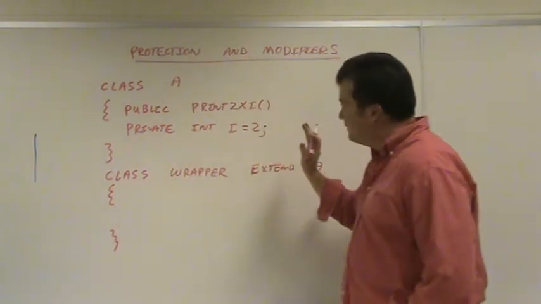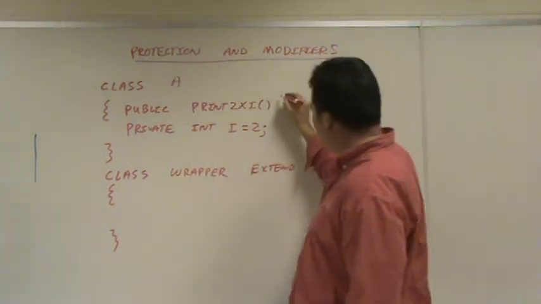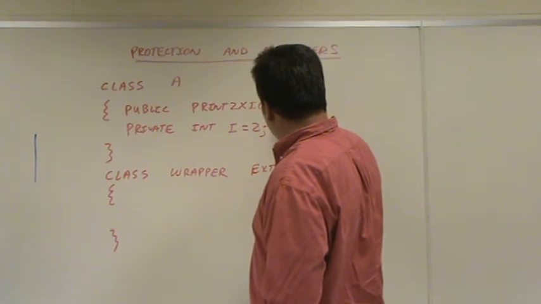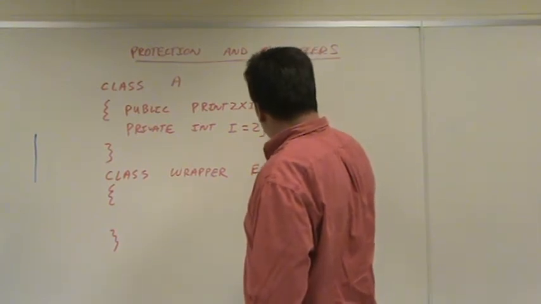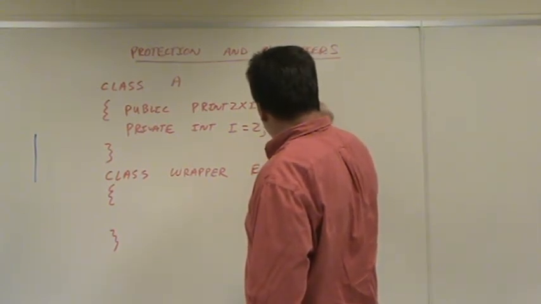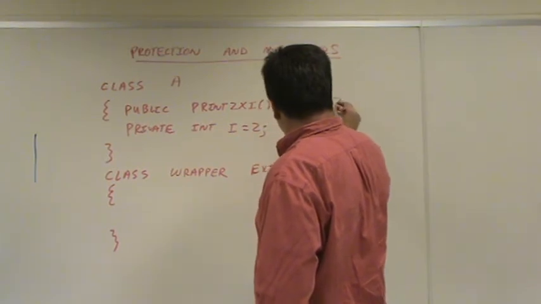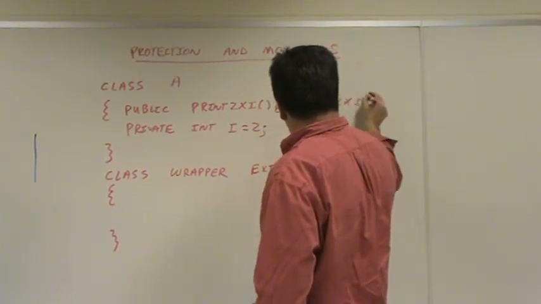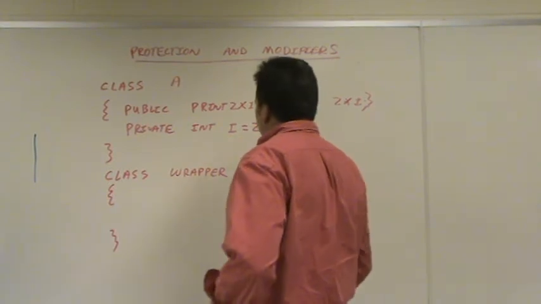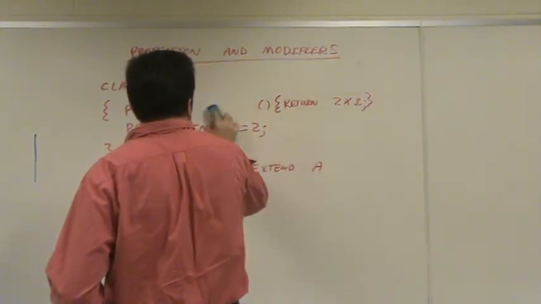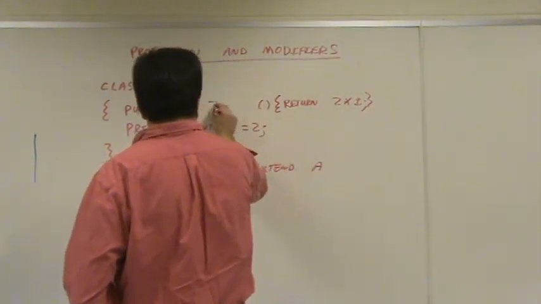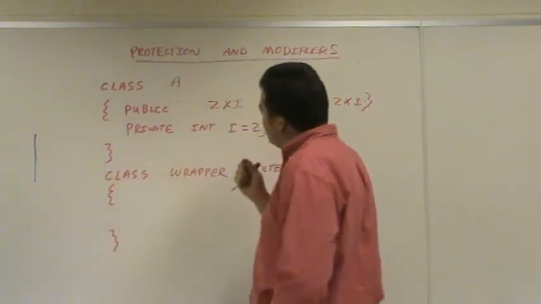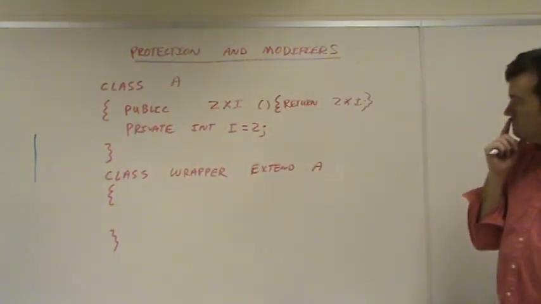We'll make a method called print 2 times I. What does that do? It returns 2 times I. Let me change this name. You can change the formula, but I have a specific reason, maybe they don't want you to change that too.